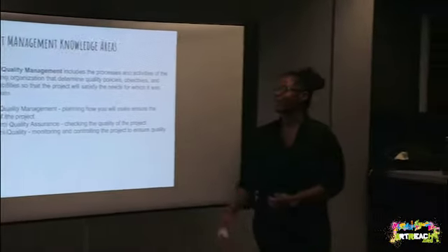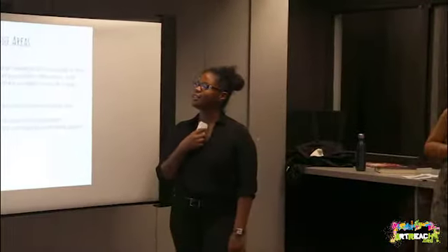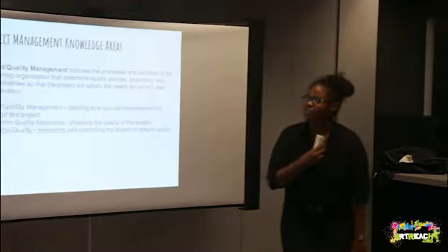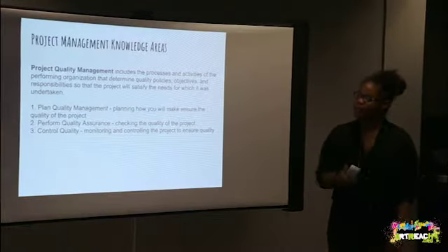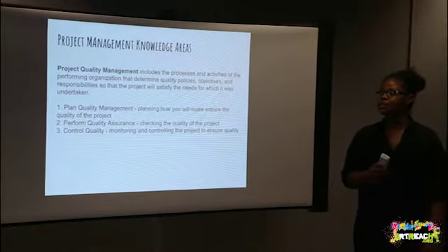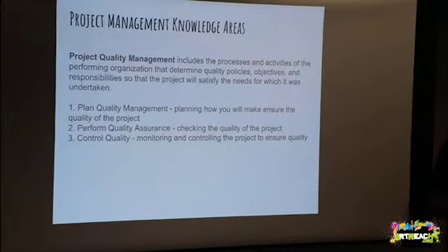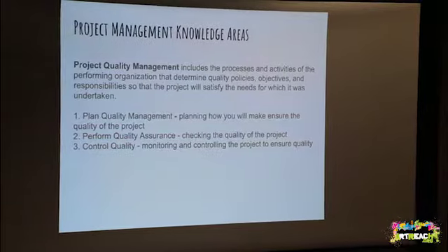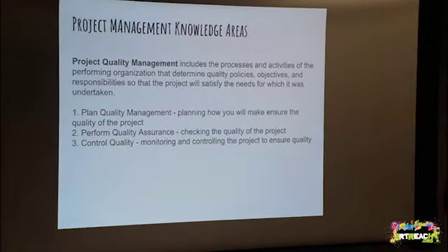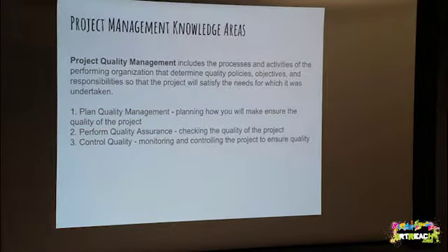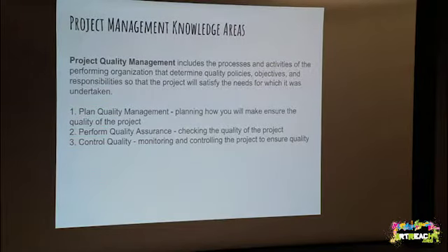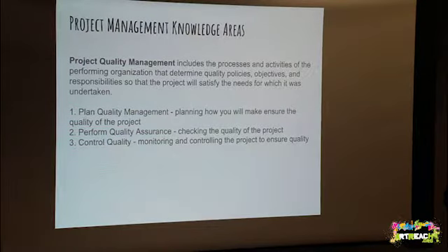Project quality management includes the processes and activities of the performing organization that determine quality policies, objectives, and responsibilities so that the project will satisfy the needs for which it is undertaken. So number one, plan quality management: planning how you will ensure the quality of the project. Number two, perform quality assurance: checking the quality of the project. And three, control quality: monitoring and controlling the project to ensure quality.